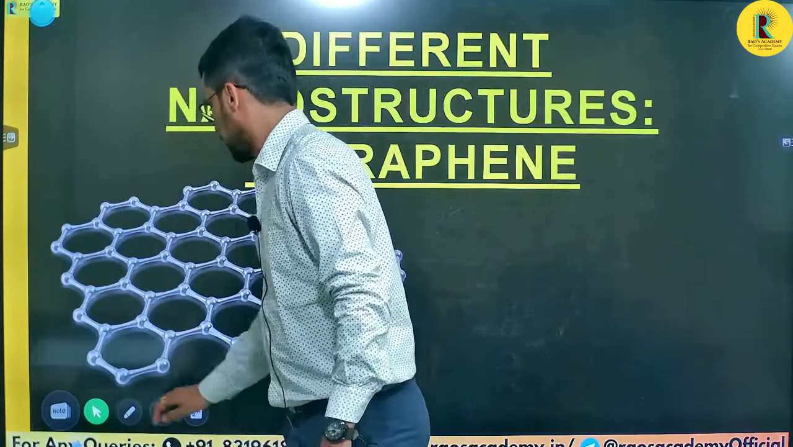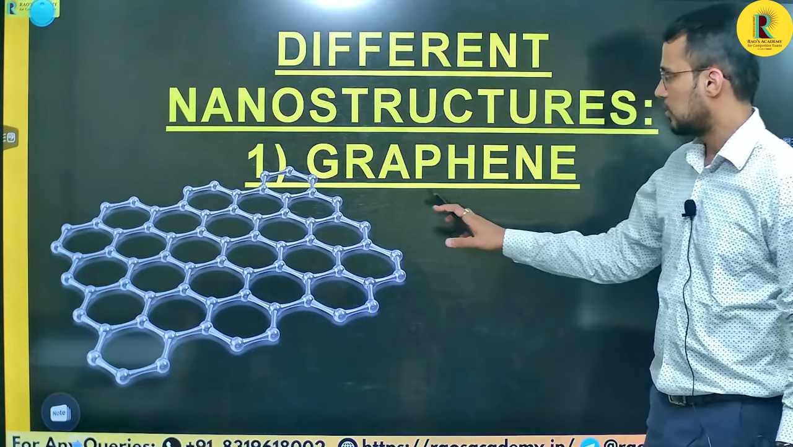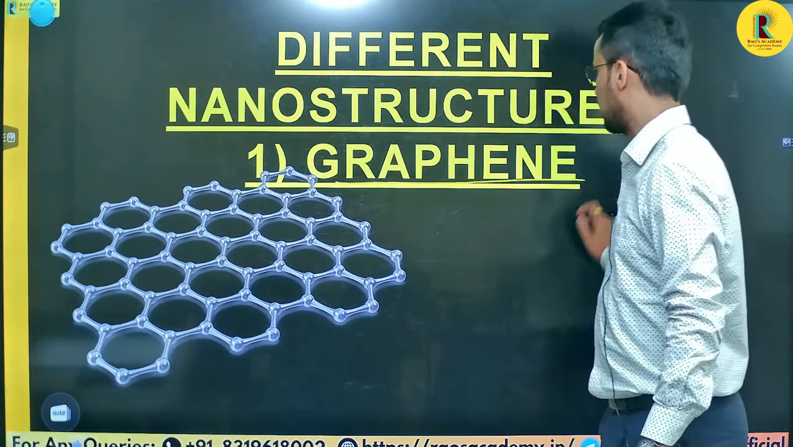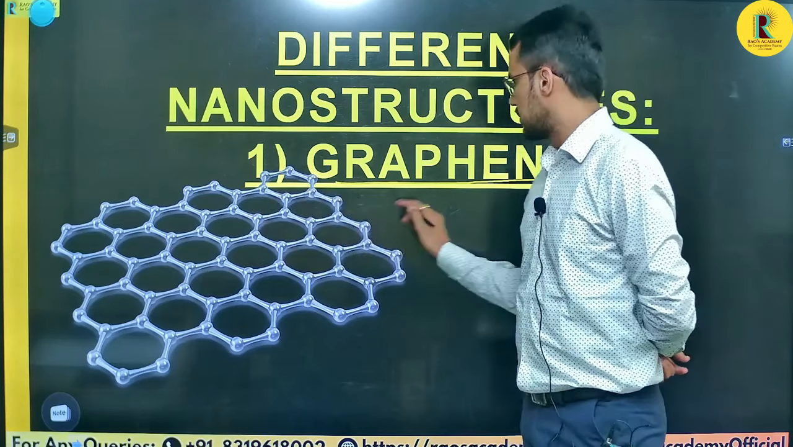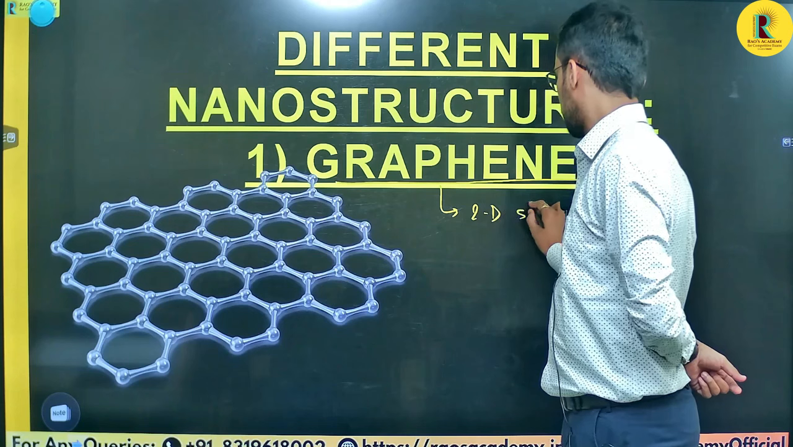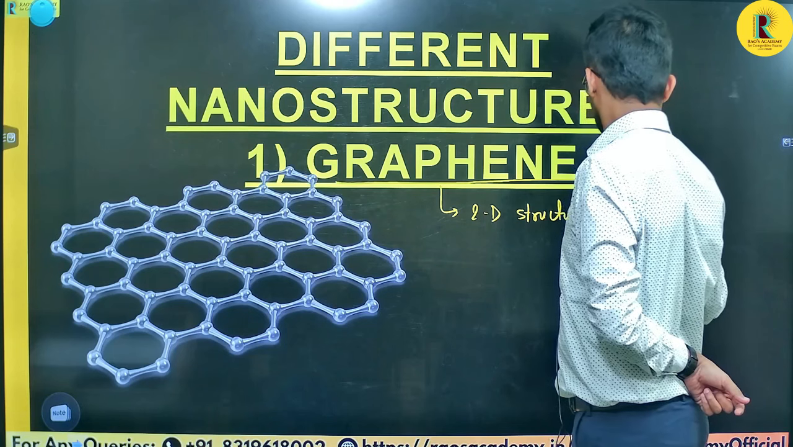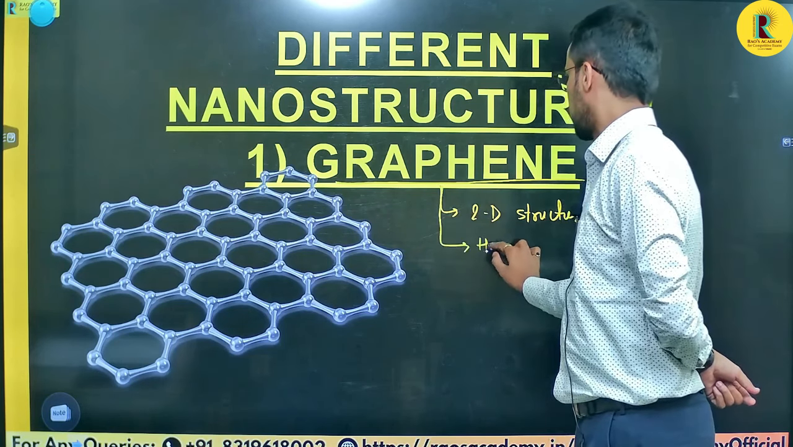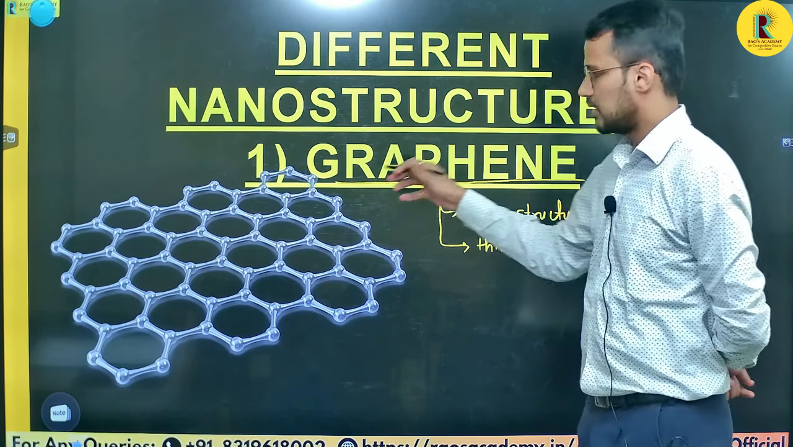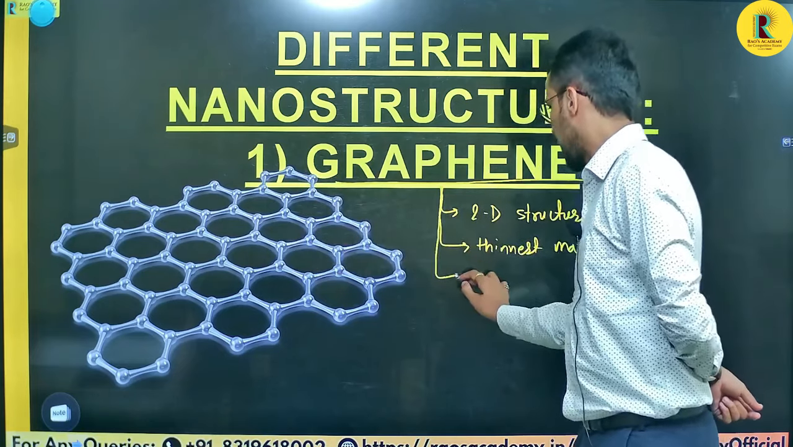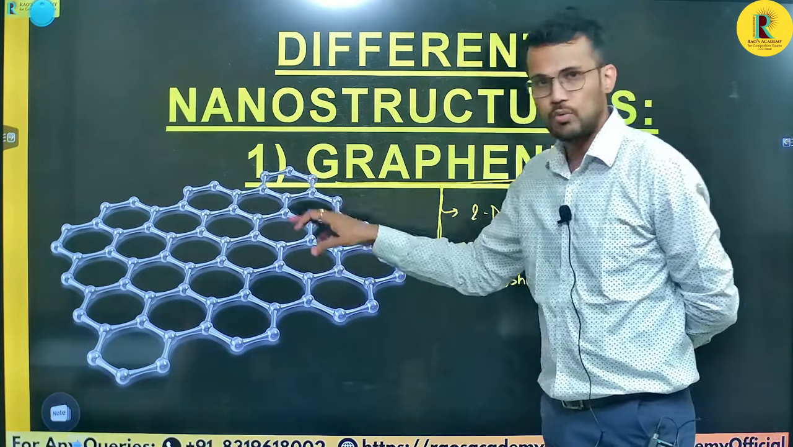Next is nanostructures, different nanostructures. Right? We will be discussing about different nanostructures, and you can see first nanostructure is graphene. First nanostructure is graphene, and you can see that graphene is a 2D structure. 2D structure of carbon. And it is one of the thinnest material known. And as it is in the form of sheet, this sheet is known as nano sheet.